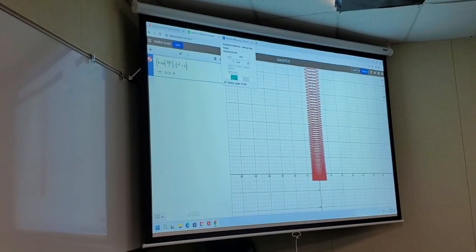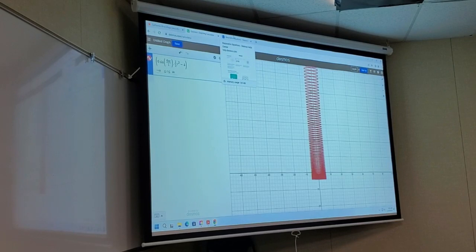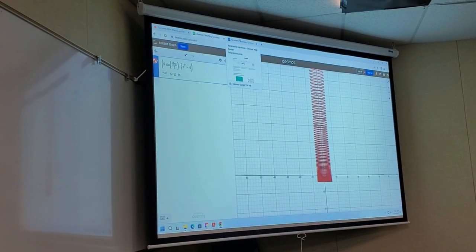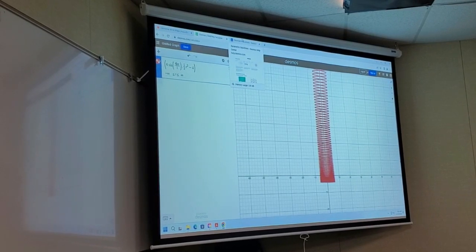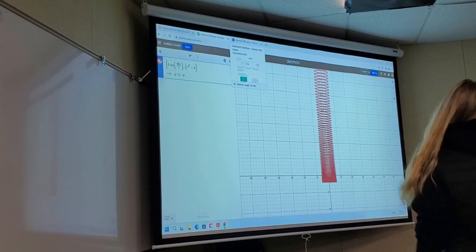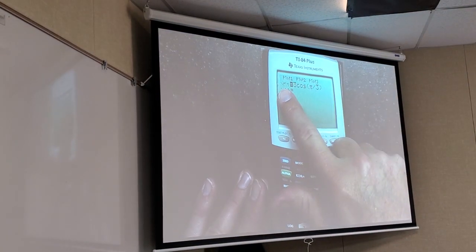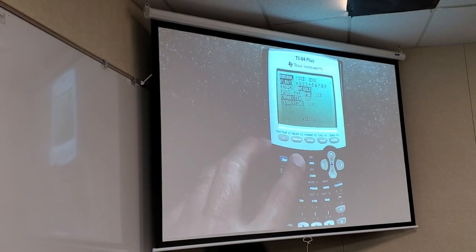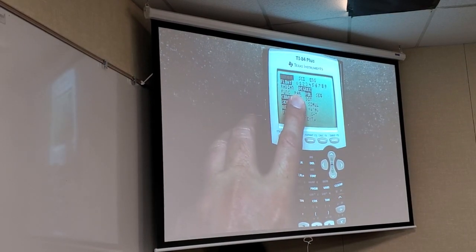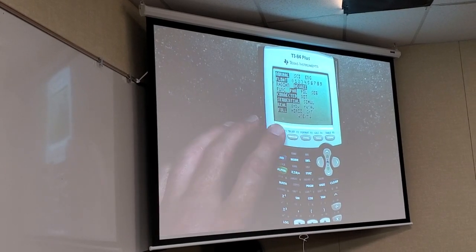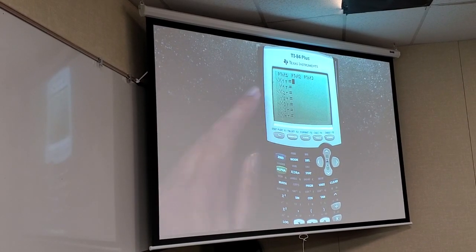Let me see. I'm gonna take this off. So if you hit y equals... So right now this is set to polar, right? That's why I see R's. If you go to mode, parametric. And then when you hit y equals, you're gonna have bam, bam.